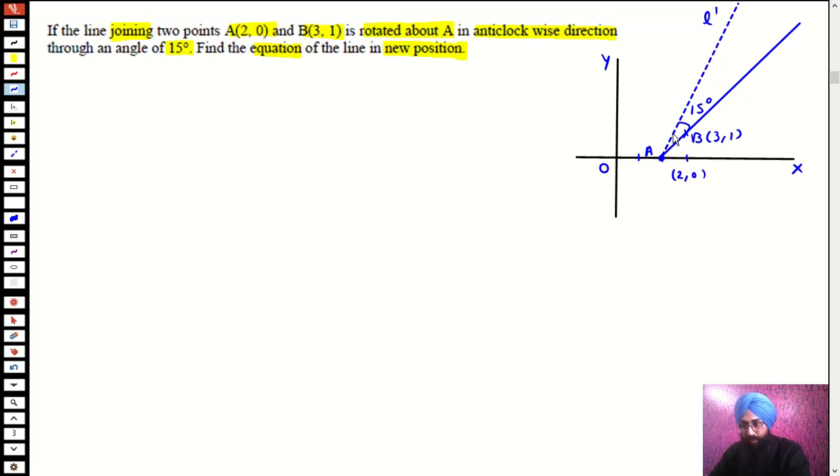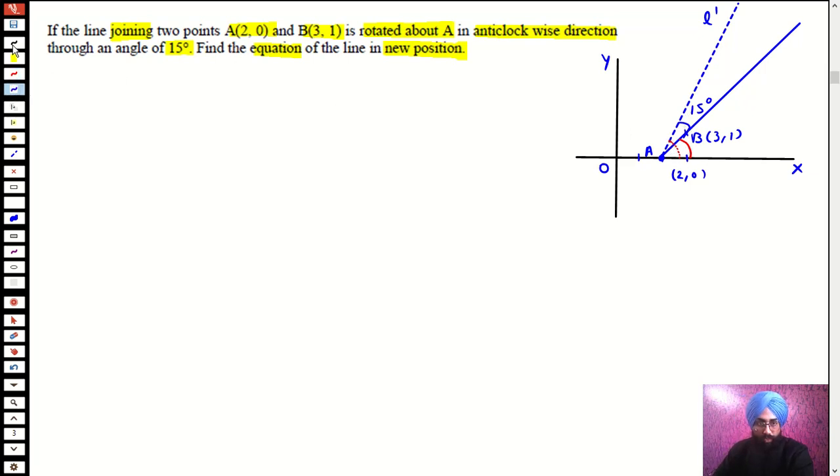For that, we will think about the idea of slope. What is the idea of slope? Slope is actually the tangent of the angle made by the line with the positive direction of the x-axis. If we somehow can find this angle, we can find the slope of the line and then we can write the equation of the line. So we know this angle, 15. So for this whole angle, we need this angle first. If we can find this angle, then we add these two and we get the total angle.